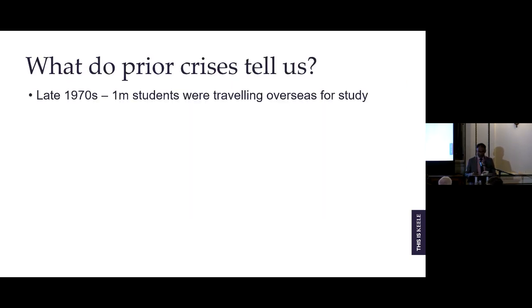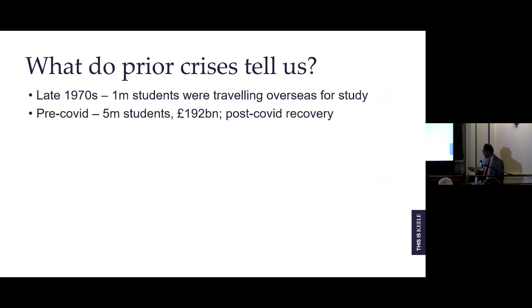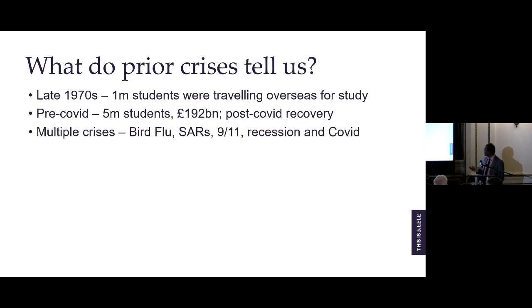But there is still hope. I'm quite an optimistic kind of person. There were only 1 million students traveling overseas in the 1970s. And then that ballooned to more than 5 million. Pre-COVID, 192 billion pounds of money circulating around the world. And that pretty much recovered very quickly post-COVID. HE has survived multiple crises regularly. There was always a crisis, but somehow it still managed to survive.